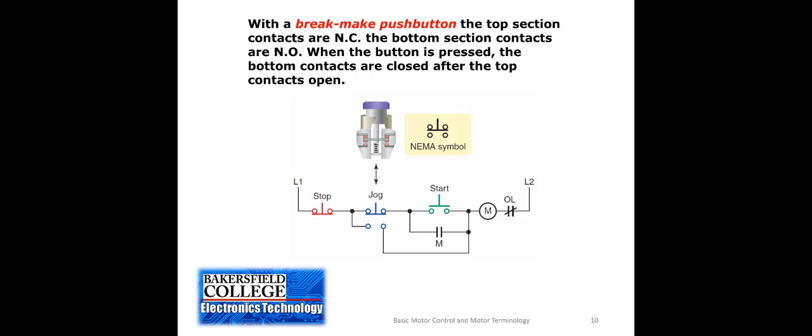One other use of jog is when we have a hoist or a crane, or maybe a movable device, and we just want to create a little bit of motion for a short amount of time. Then we can push a jog control, and that operates the motor for a short amount of time.